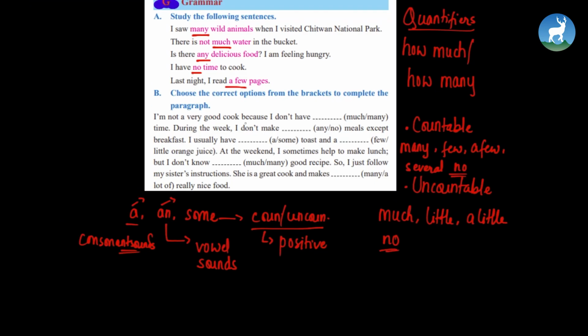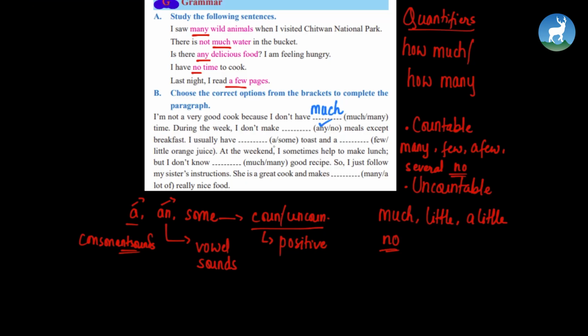I'm not a very good cook because I don't have many time. So time, is it countable or uncountable? If it's countable, we use many. If it's uncountable, we use much. So we write much. During the week, I don't make no meals except breakfast. I don't make any meals except breakfast.